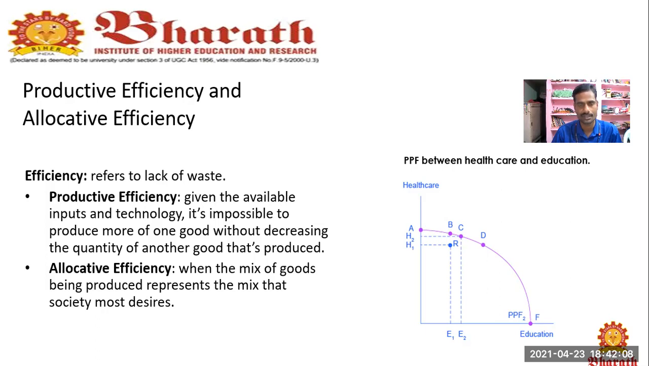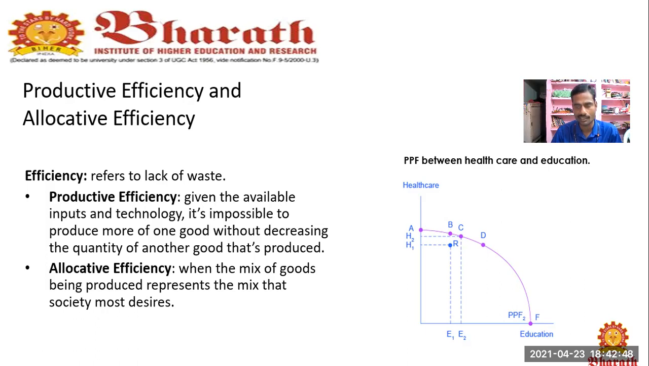Productive efficiency: given the available inputs and technology, it is impossible to produce more of one good without decreasing the quantity of another good that is produced. Here we say that if we increase one product or increase input for one product, we would not be able to produce another good or more.